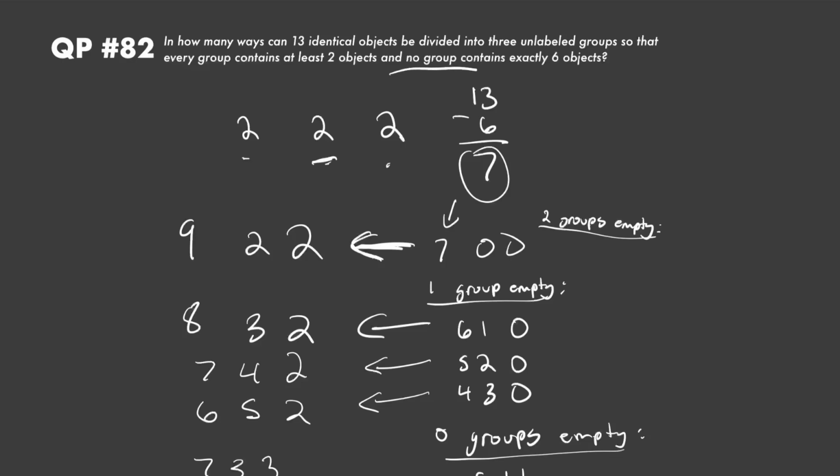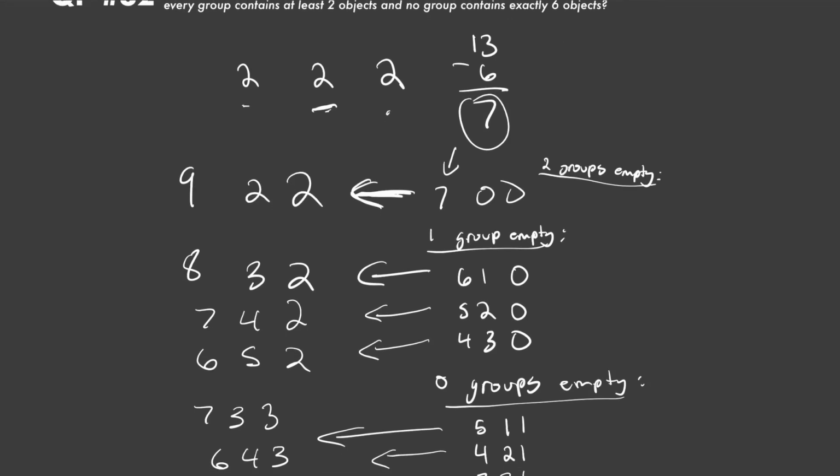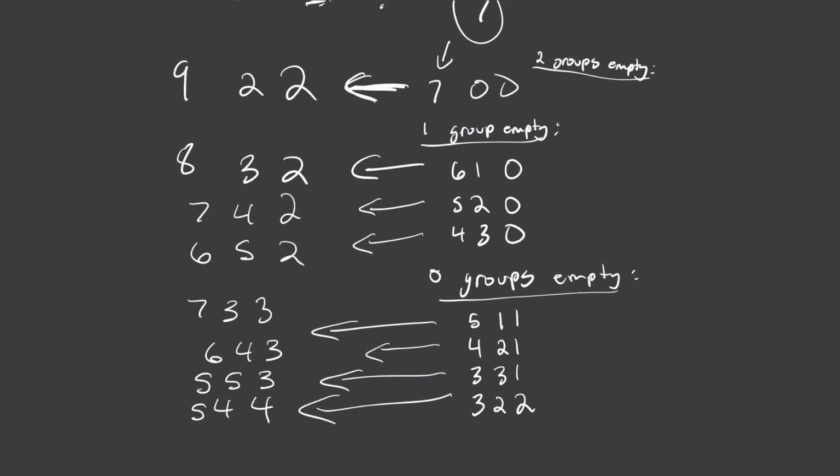but we have one more constraint and it's that no group contains exactly 6 objects. Okay, so how easy is this constraint? We just go down and we look at the groups that have 6 objects in them. Okay, this one has 6 objects, you're gone, this one has 6 objects.